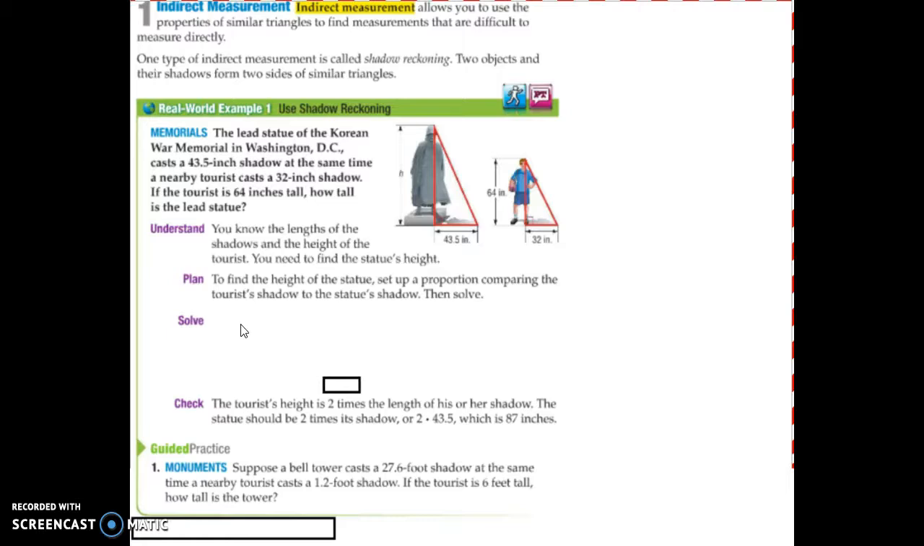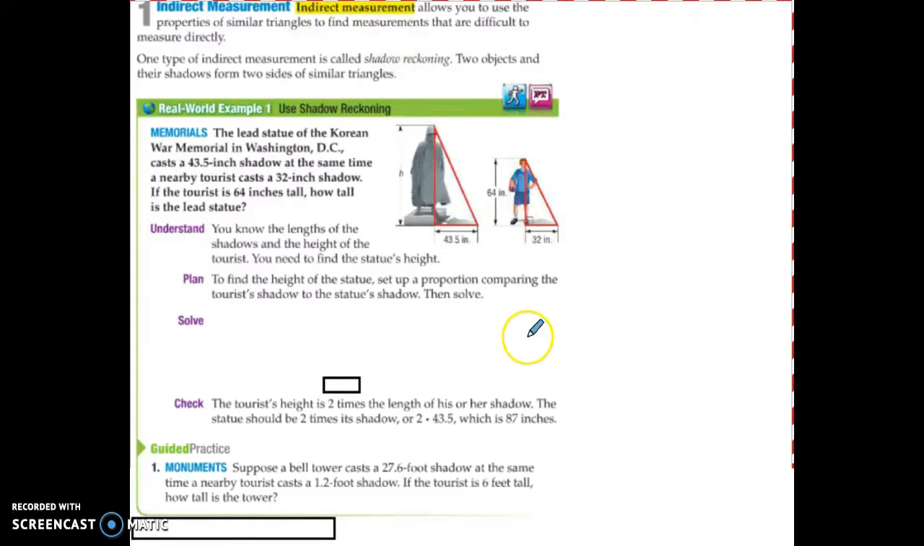So here we have this statue, the Korean War Memorial. At a certain time of day, it casts a shadow of 43.5 inches, and a person standing next to it, which we can easily measure to be 64 inches tall, or 6 feet 4 inches, casts a shadow of 32 inches. We don't know how tall that statue is.